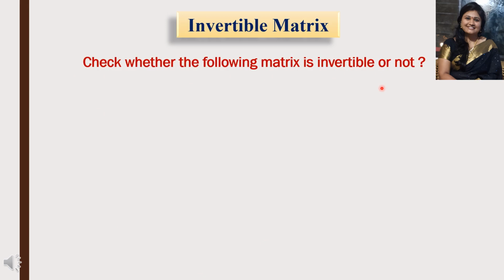So the question is: check whether the following matrix is invertible or not. This is the 1 mark type of example. So we take one example here. This is your matrix A containing 2 rows and 2 columns, right? In the first row the elements are 2 and 1, in the second row the elements are 4 and 2. Column wise, the first column is 2 and 4, the second column contains 1 and 2. The matrix is a square matrix having the same number of rows and columns, so the order is 2 by 2.